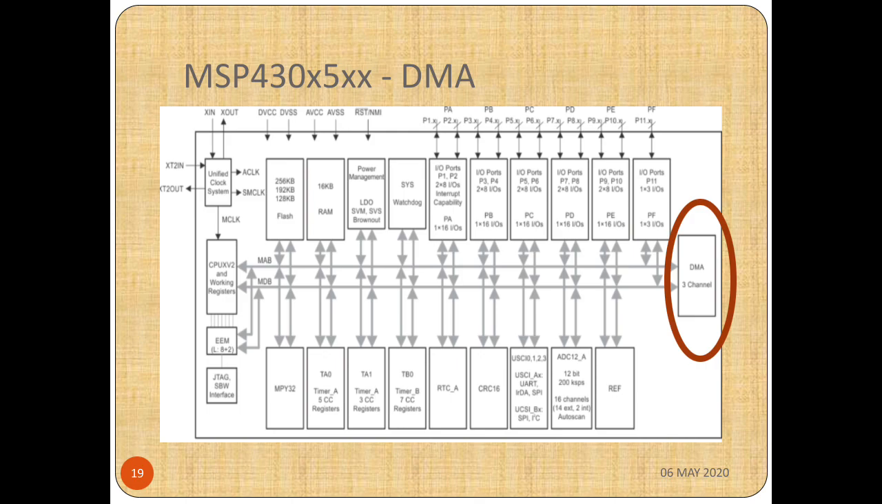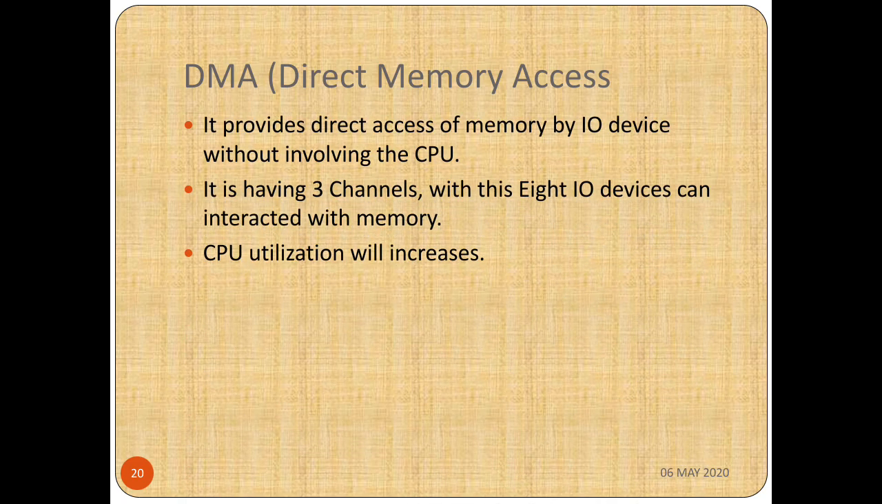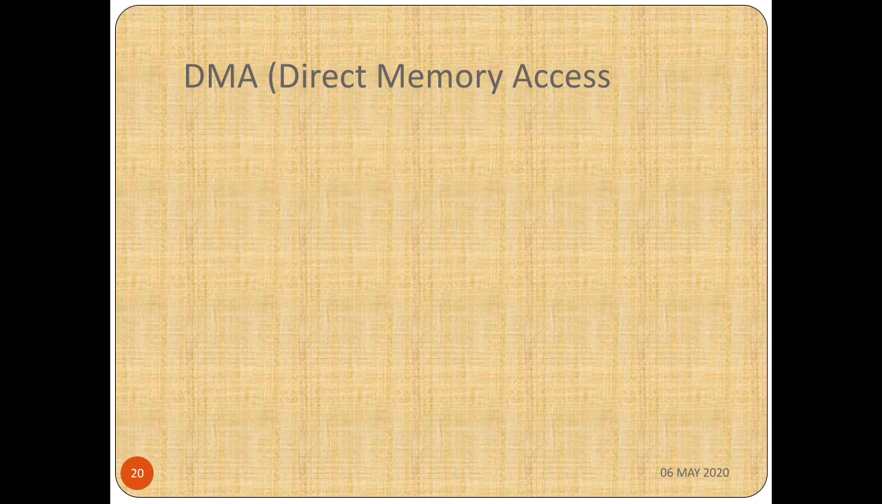The next block is DMA. DMA is abbreviated for direct memory access. That means this is a device that can provide a direct path between memory and IO devices without involving the CPU. Because of this, the CPU utilization increases. This DMA has 3 channels. With these 3 channels, we have a chance to allow 8 IO devices to interact with the memory.